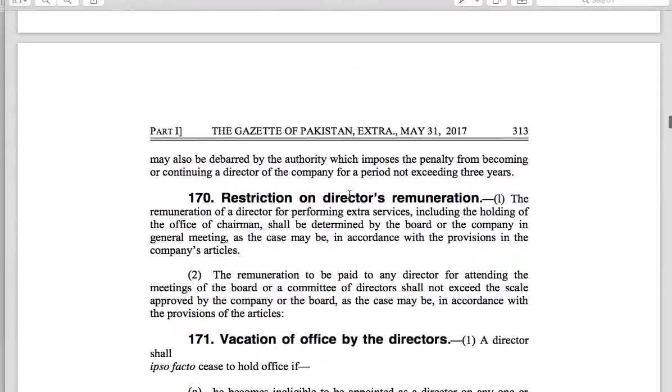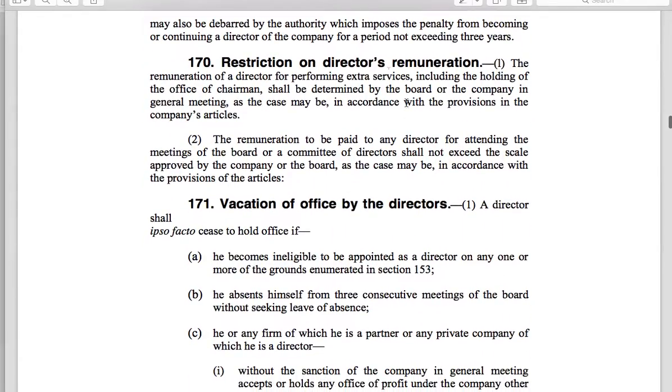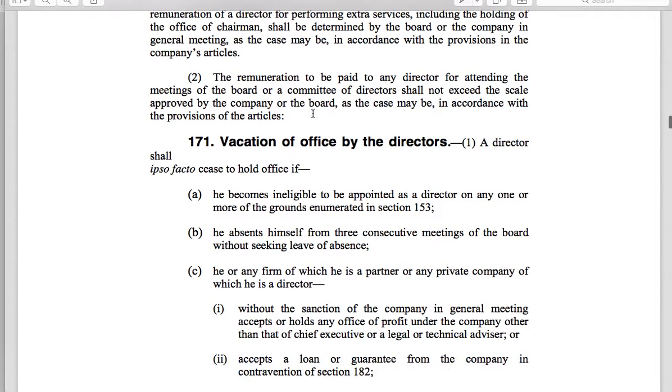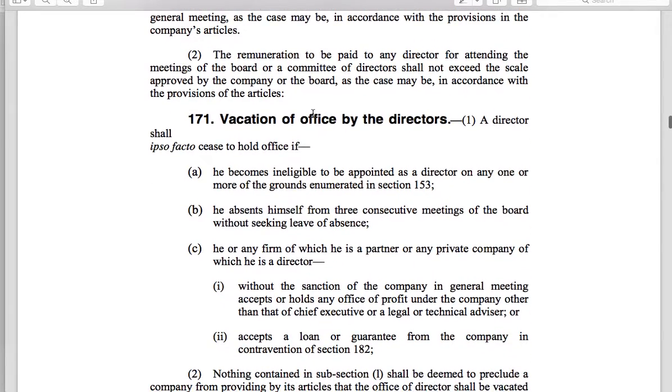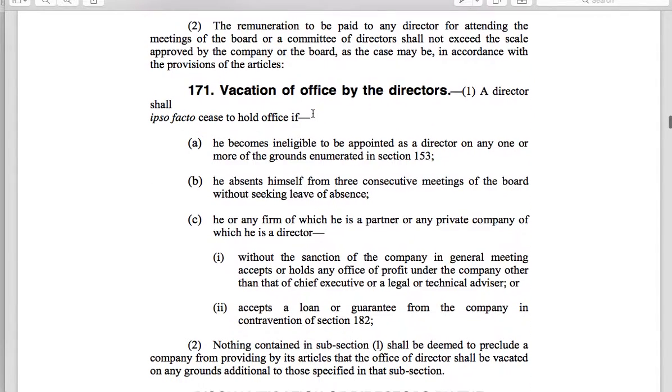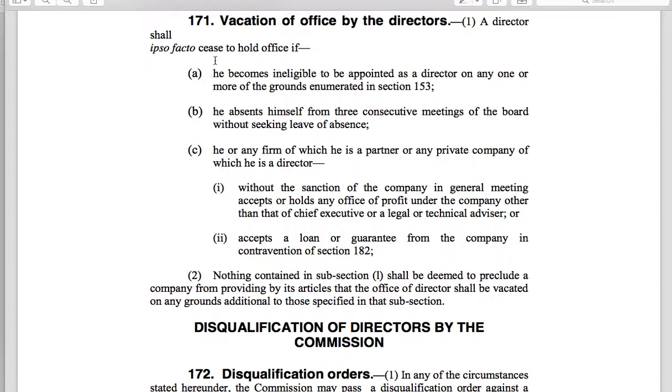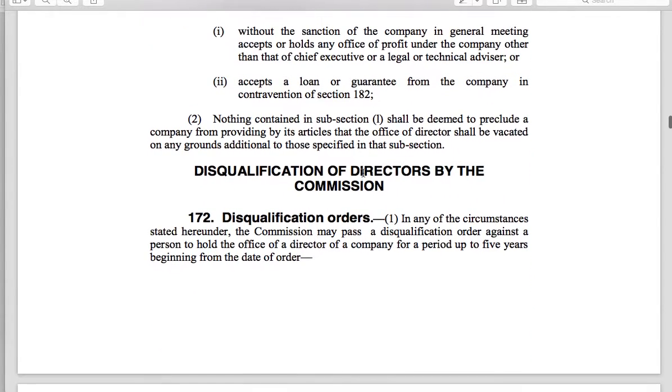Then these are the penalties, and then there is some restriction on the remuneration of directors. A director performing extra service, including holding the office of chairman, shall be determined by the board and in accordance with the provisions of the company's articles. So the articles will define what the remuneration will be. Vacation of office: if a director ceases to hold office, what will happen? How will the election be?